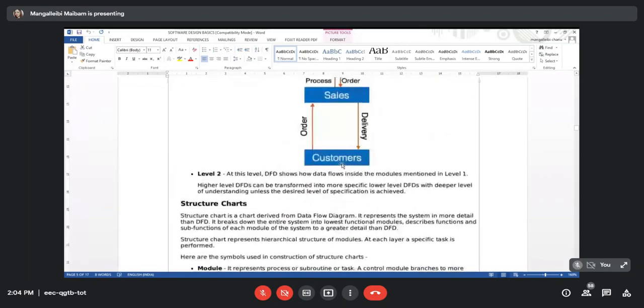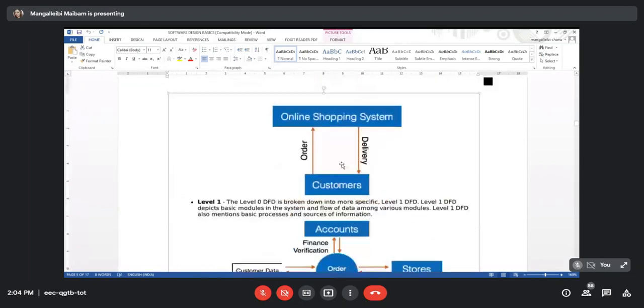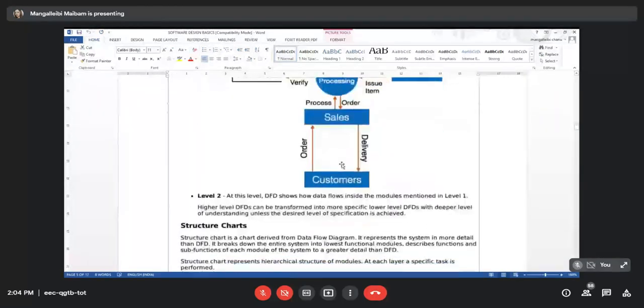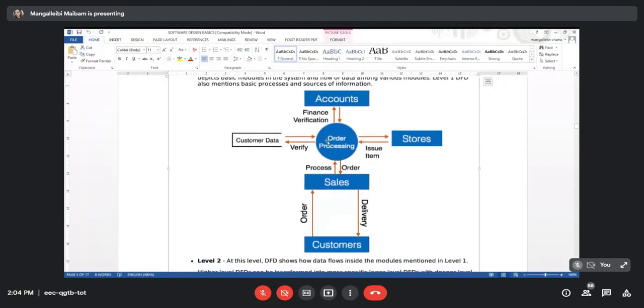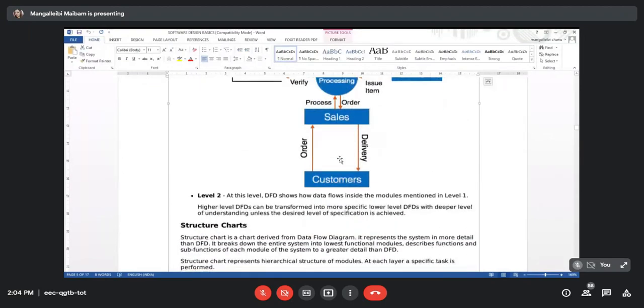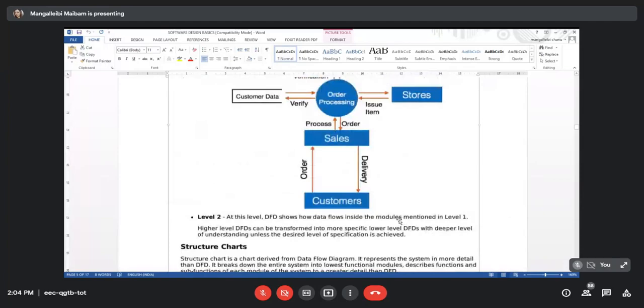And in level 2, there will also be more modules, more detailed information than level 1. So those diagrams we will see in the next example.